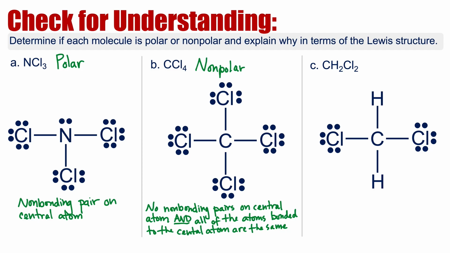Please make sure if you're using Rule 3 to describe it, to justify it, you have to state both parts. There's no non-bonding pairs on the central atom, and all of the atoms bonded to the central atom are the same. Last one is going to be polar. I see that there are different types of elements bonded to that central atom.